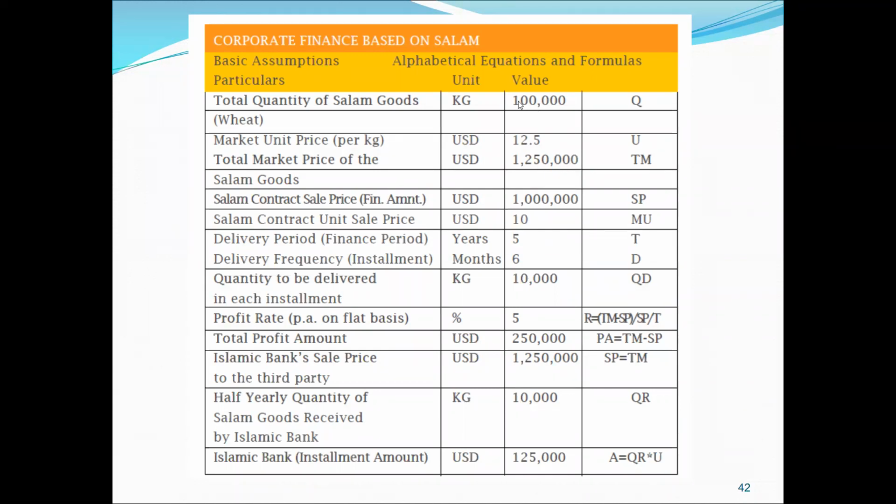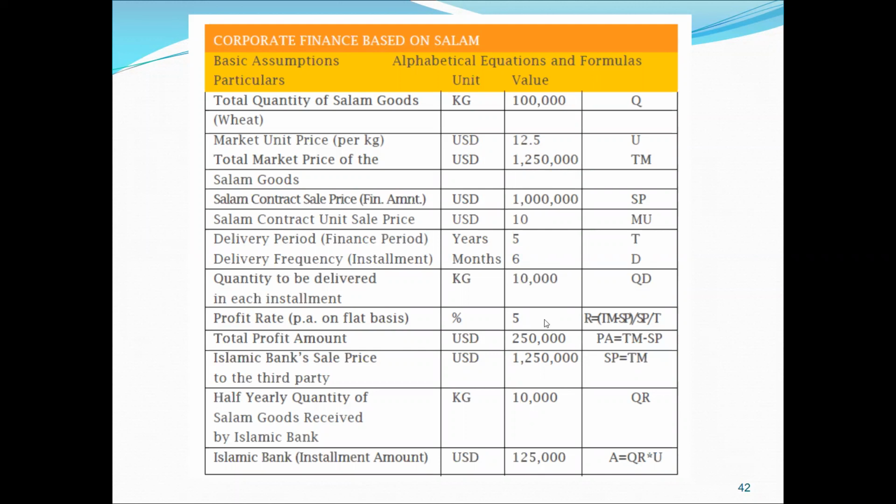But you cannot bring everything at the same time, all at once. So you will divide it into installments. The delivery period will be 5 years, delivered with a frequency of semi-annually, like twice a year. So in total, you're going to bring it 10 times in 5 years. Each time, in each installment, you will bring 10,000 kgs. So 10 times in 5 years, in total, it should make 100,000, with a profit rate of 5%, as it has been calculated.